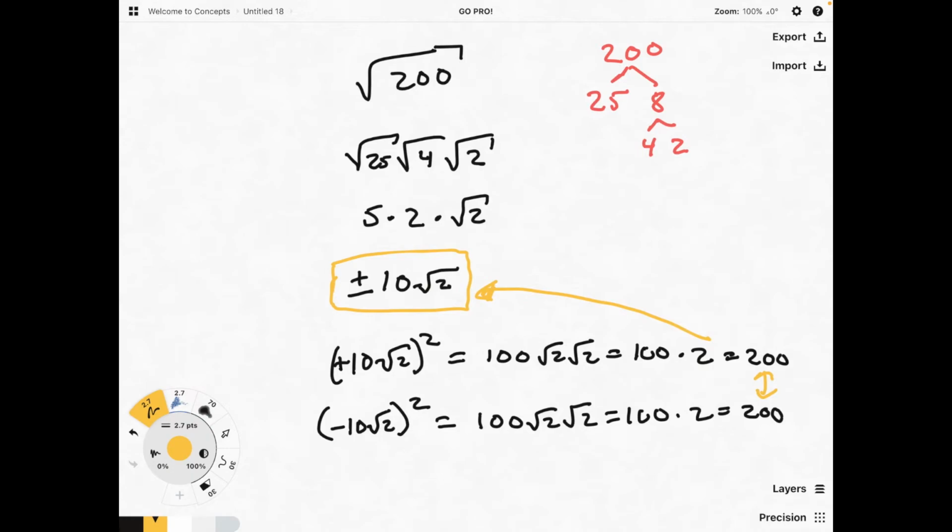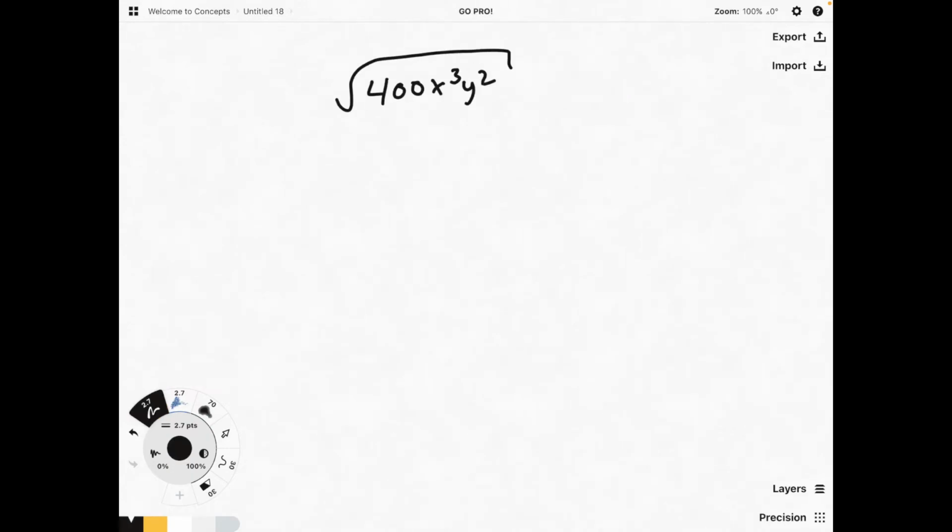Okay, let's look at one more example using variables and numbers. All right, looking at our last problem, we have the square root of 400x to the third y squared. We ask ourselves, is 400 a perfect square? Well, from 1 to 15, it doesn't seem so, because 15 times 15 is the highest one that we know, and that's 225.